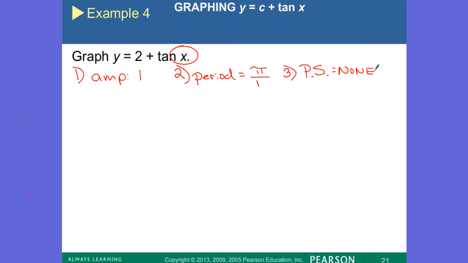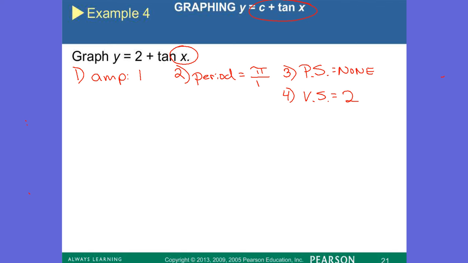Okay. Now, let's take a look at the next thing. The next thing is going to be my vertical shift. Step number 4 is my vertical shift. For this problem right here, class, my vertical shift is 2. The number is 2. Where did that number come from? In front of the tan. It's almost like I have a format of my problem here where it would be this number over here, which is my C value.